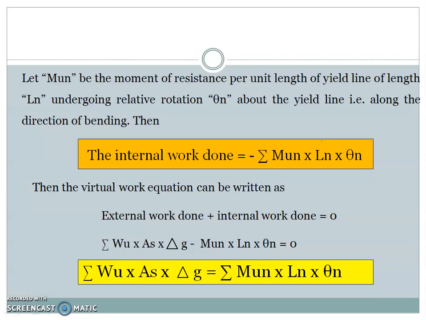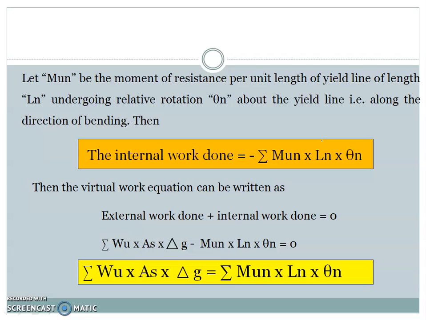That is, summation of external work plus internal work is equal to 0. So just substituting equation 1, that is external work done and internal work done, we get this equation. It is summation of W AS into delta G minus summation of MUN Ln into theta n equal to 0. So basically here we prove that external work done is equal to internal work done. Okay, so this is the final equation to solve yield line analysis by the virtual work method.